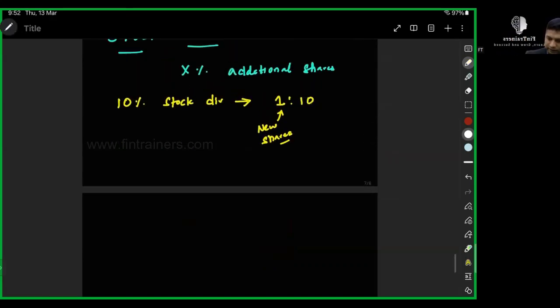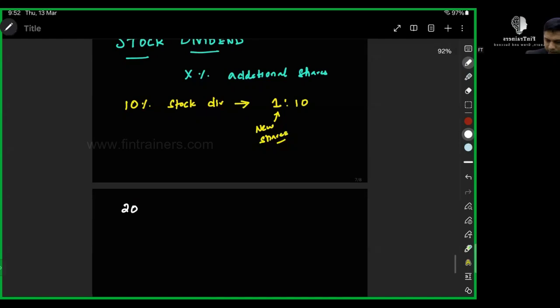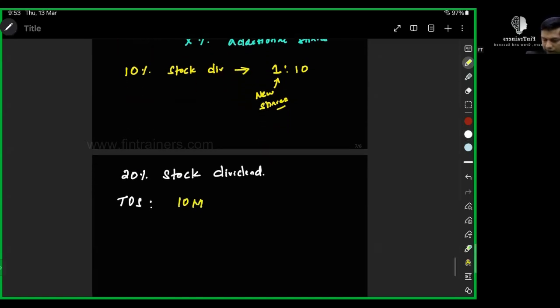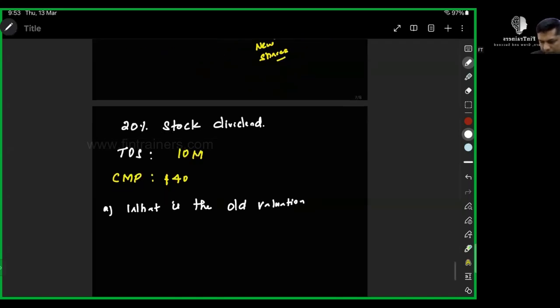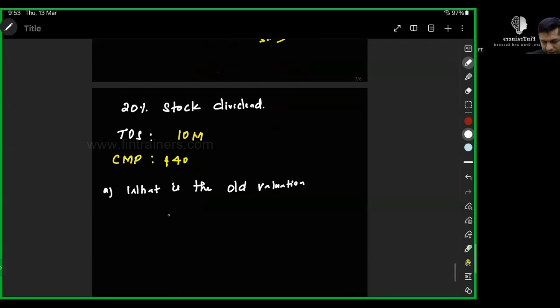If a company announces a 20% stock dividend, the company has total outstanding shares of 10 million and the current market price, or share price, let's say is $40. What is the old valuation? First of all, we will do a two-part question. What is the old valuation? All you have to do is market price multiplied by outstanding shares.